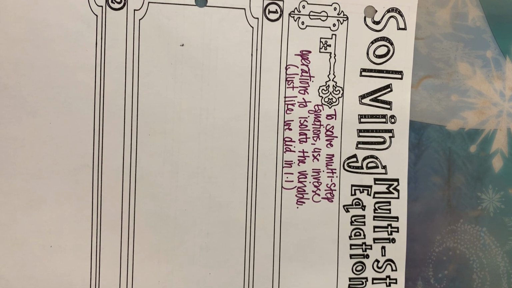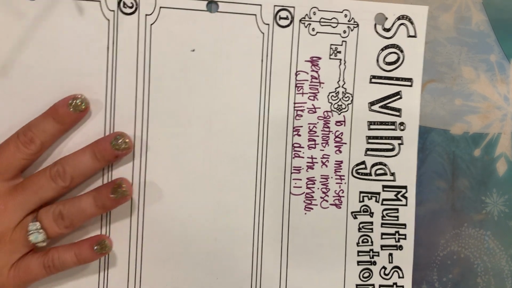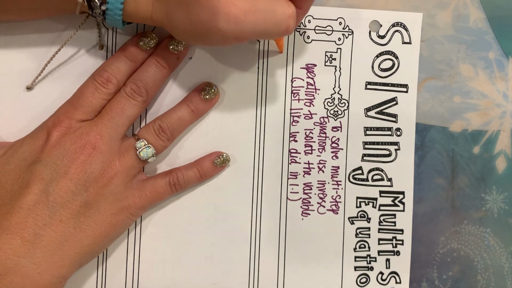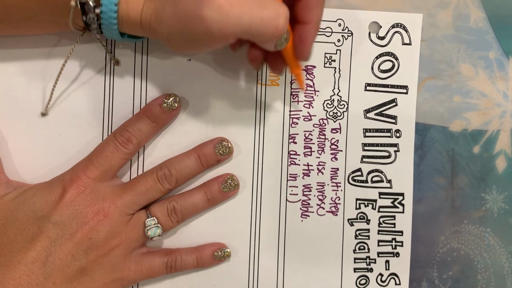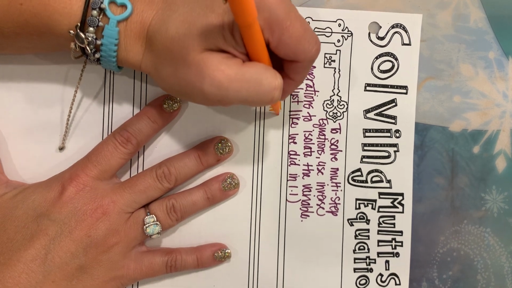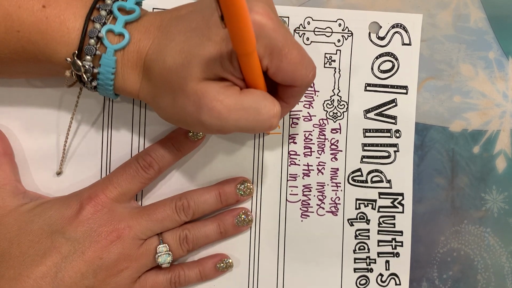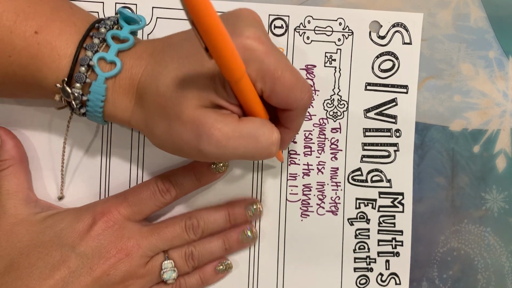But again, when we're solving multi-step equations, we're going to use inverse operations to isolate that variable, just like we did in that previous section. So in example 1, we're going to look at solving a two-step equation.